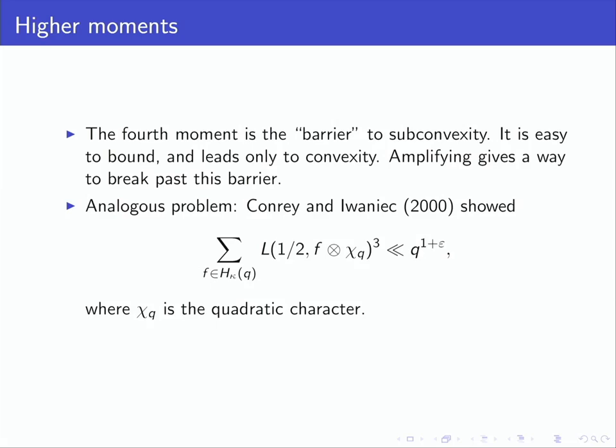And so they look at a cubic moment. The numerology is that if you have q things of conductor q squared, then the second moment sort of matches the fourth moment before. So here, a sharp upper bound on the second moment is what you could call the barrier moment. It's easy to bound the second moment. It gives you convexity. And they were able to do the third moment.